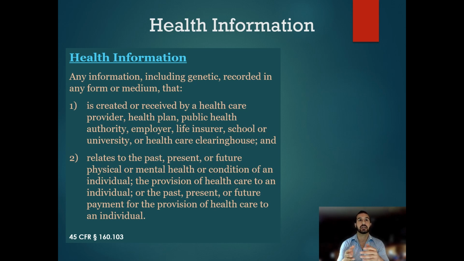So health information is any information, including genetic data as well, that's recorded in any form or medium. So that means it could be written on paper or typed into an electronic health record. It's created, so it has to be created by a healthcare provider, meaning the health information is obtained, say, when you go to a physician and they take your vital signs and then they record that. That's health information. It could also be created by a health plan.